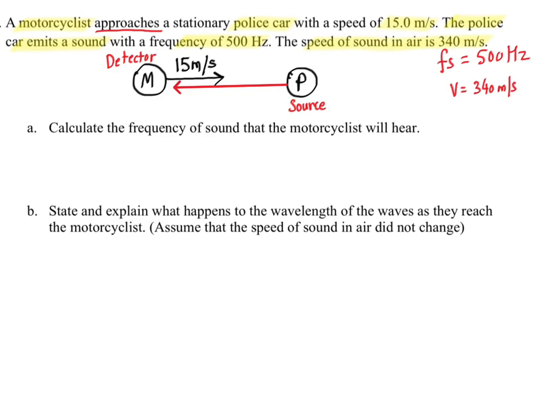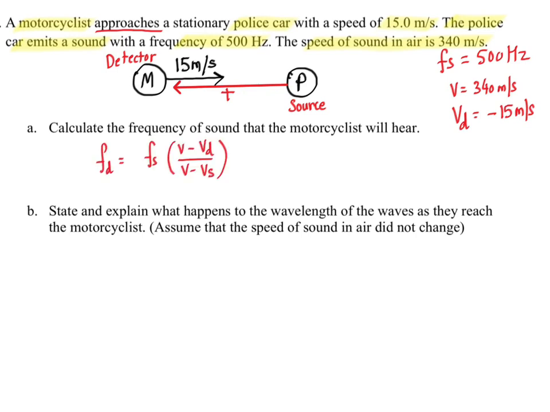Then we need to decide where the positive direction is. It is taken from source to the detector. So we can see that the red arrow which I have drawn is showing you the positive direction for this problem. The motorcyclist is traveling opposite to the positive direction. That means the velocity of the detector will be taken as negative 15 meters per second. So we are putting a negative sign because the motorcyclist is moving in a direction opposite to what we have labeled as positive direction.